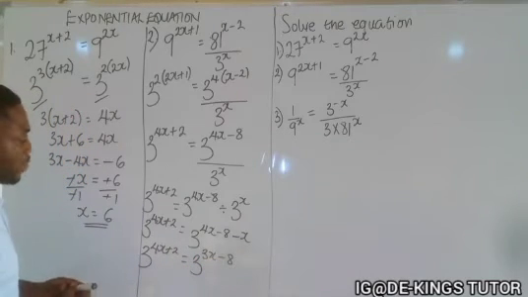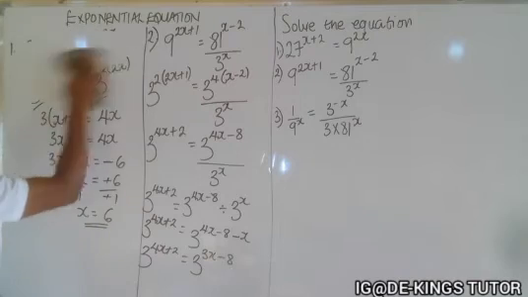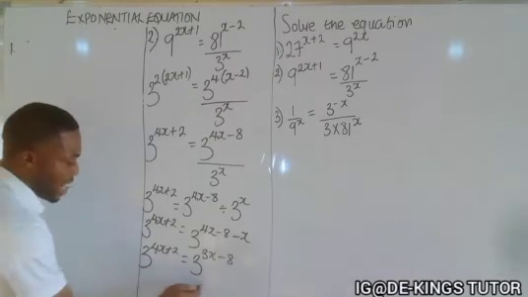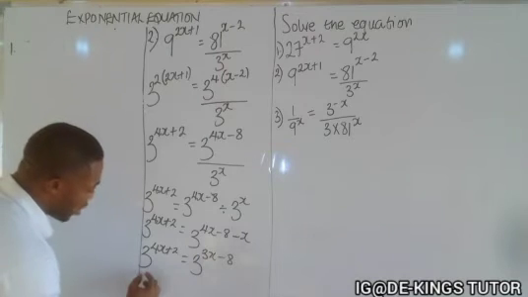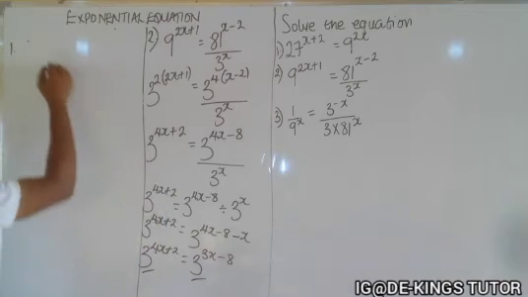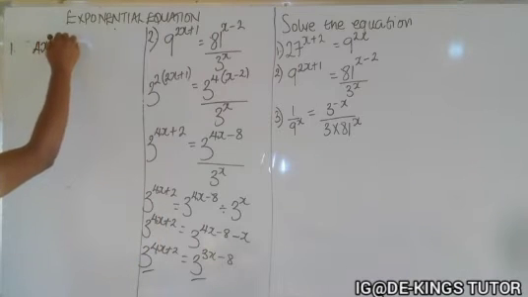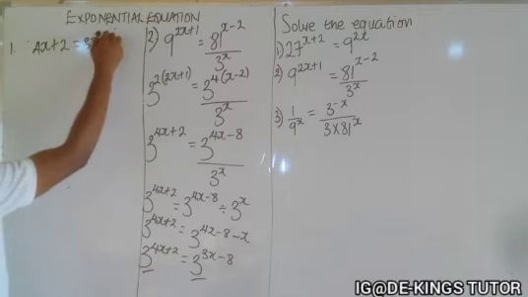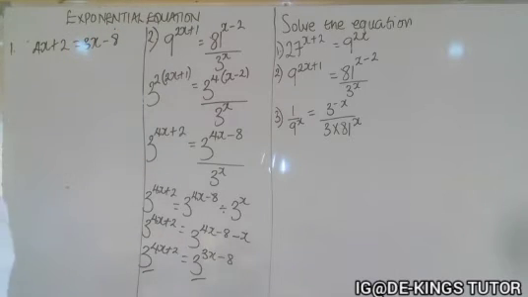Okay, so at this point now, they are now the same base. We equate the bases to each other. So we are left with 4x plus 2 equals 3x minus 8. Our main aim is to get x. What do we do? We collect like terms.